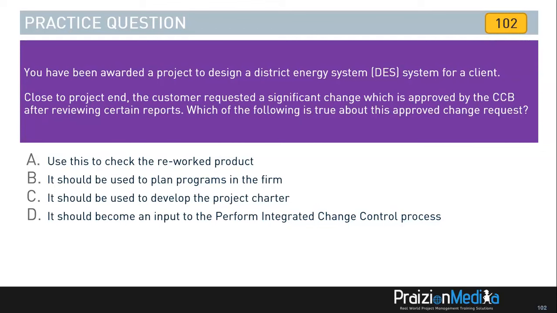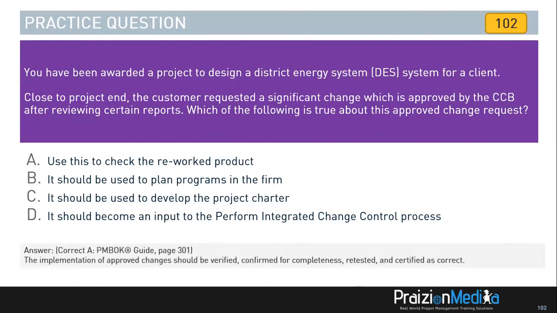Should it be used as an input to perform integrated change control? And the answer is no. It's an output of performing integrated change control. So the best answer is A. The implementation of approved changes should be verified, confirmed for completeness, retested, and certified as correct. So this is going to be used to retest, to check the reworked product.